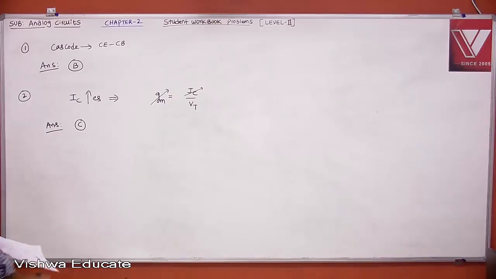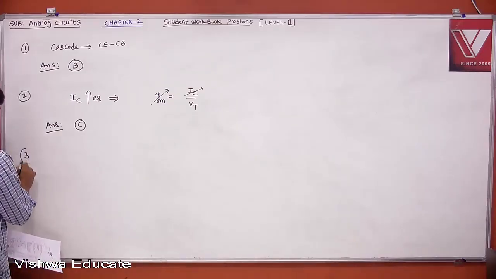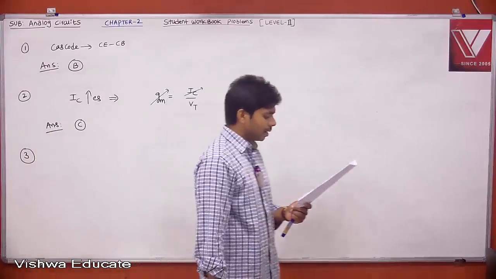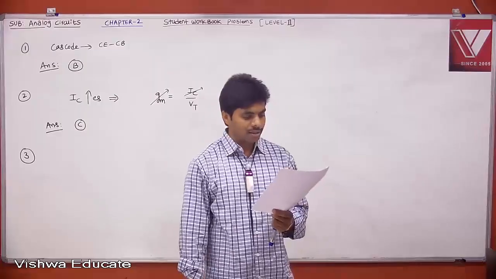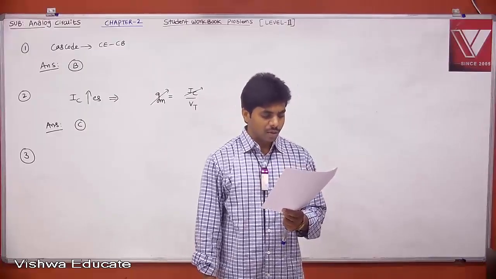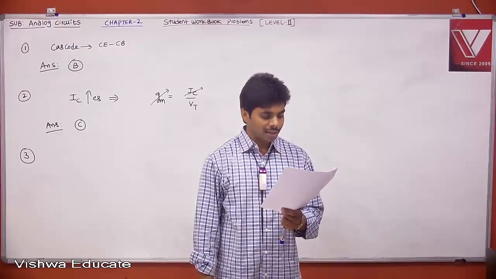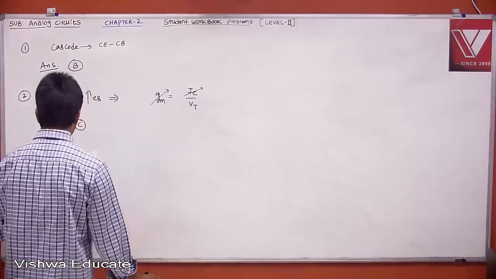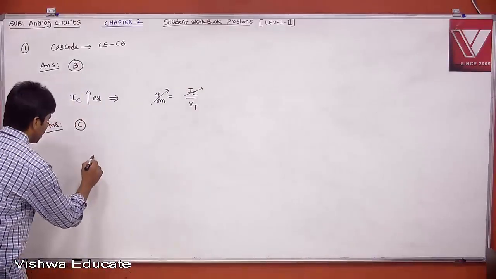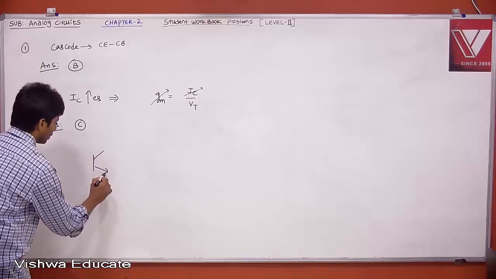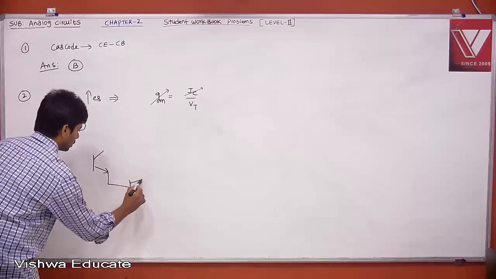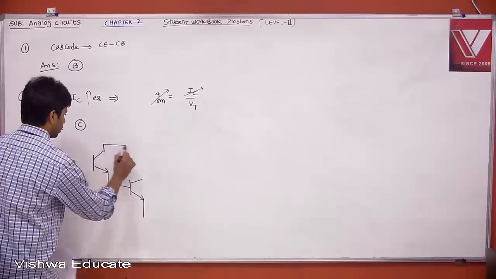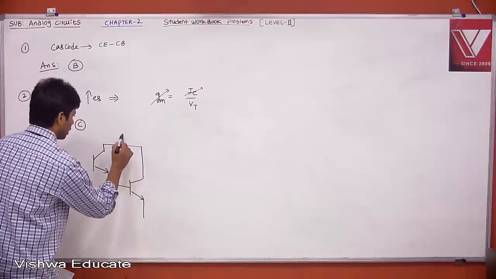Now, problem number 3. What is problem number 3? Each transistor in the Darlington pair, which is given below, has HFE equal to 100. The overall HFE of the composite transistor, neglecting the leakage current, is? Therefore, what is the circuit? This is the Darlington pair, 2 CC amplifiers. This is your composite transistor, you can say.